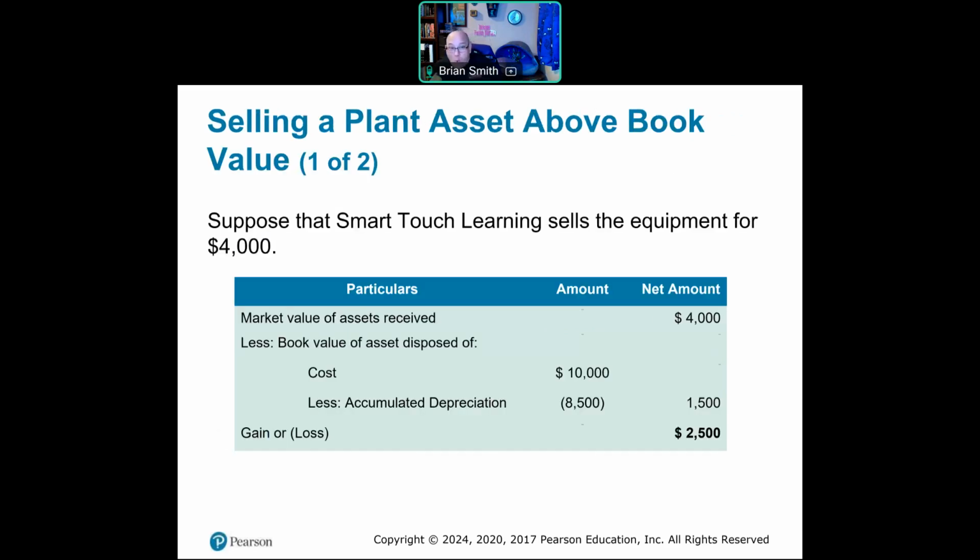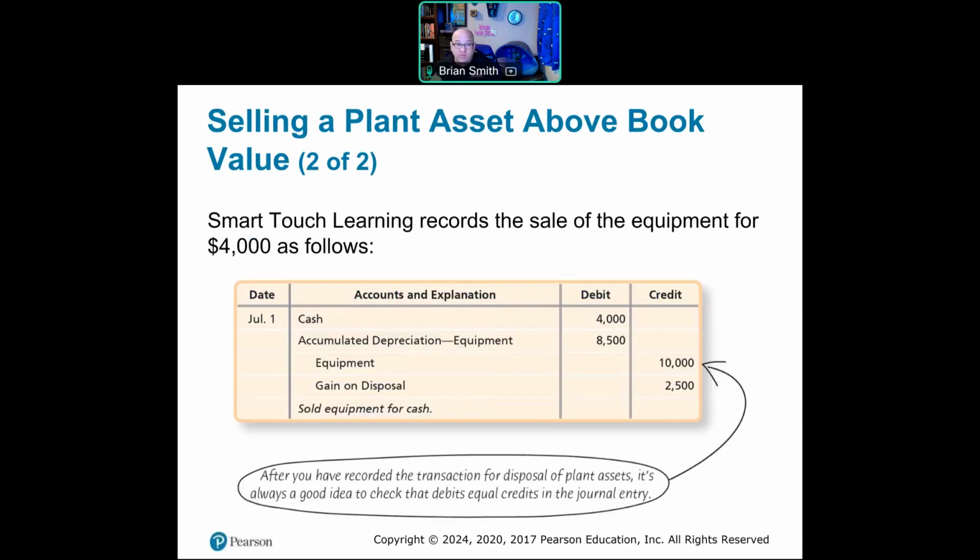But what if we sold it for more? Well, in this case, if we got $4,000 cash for it, that's more than the 1,500 it was left to depreciate. So we have a gain of 2,500. Just credit the equipment, debit the accumulated depreciation, debit the cash. The difference is if you need a credit to balance the journal entry, it's a gain. If you need a debit, it's a loss.